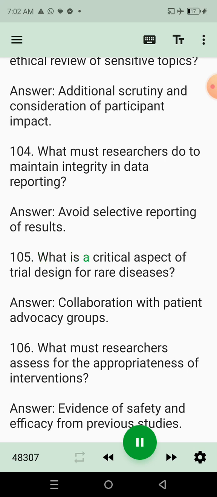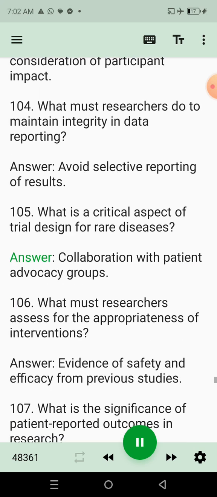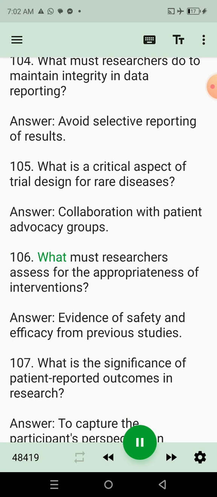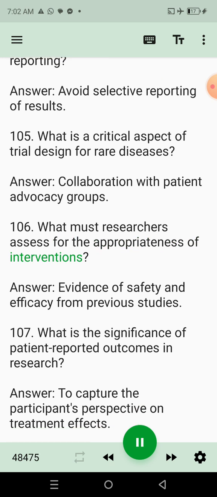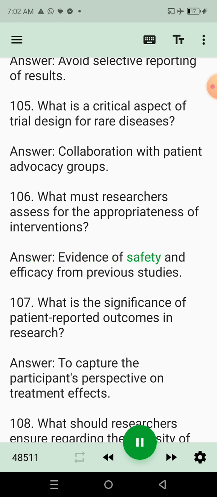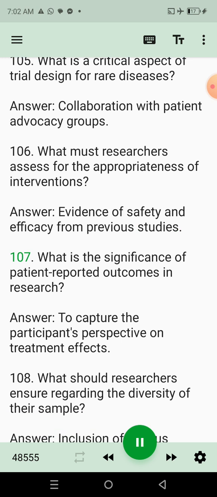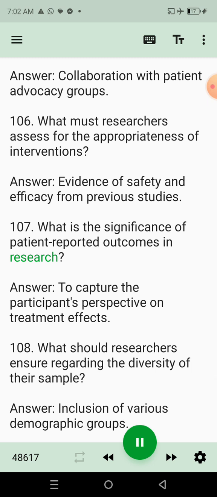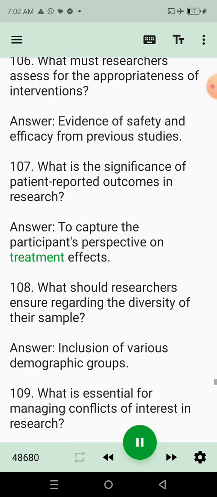105. What is a critical aspect of trial design for rare diseases? Answer: collaboration with patient advocacy groups. 106. What must researchers assess for the appropriateness of interventions? Answer: evidence of safety and efficacy from previous studies. 107. What is the significance of patient-reported outcomes in research? Answer: to capture the participant's perspective on treatment effects.